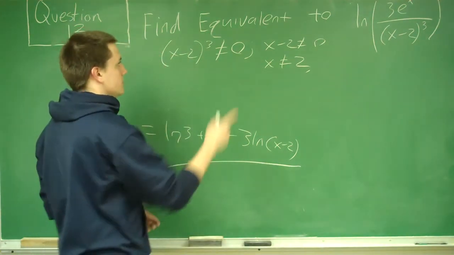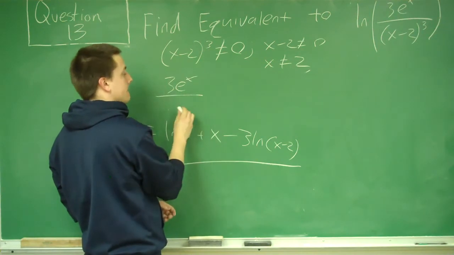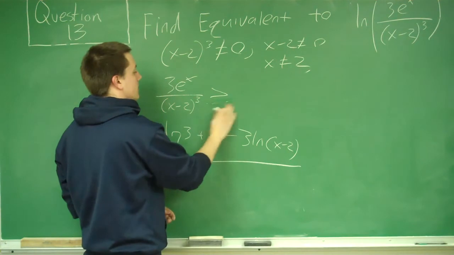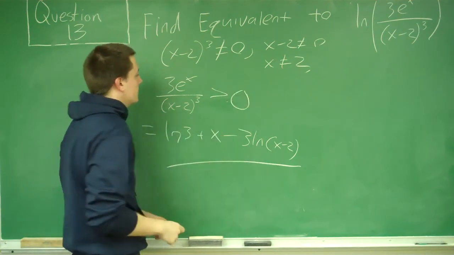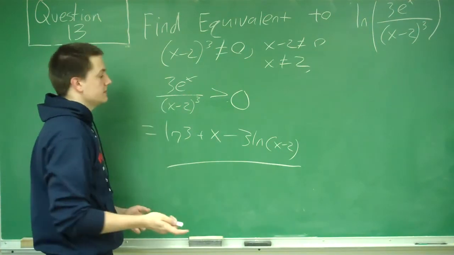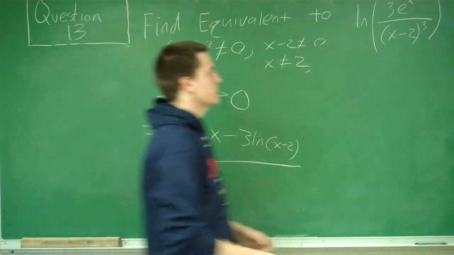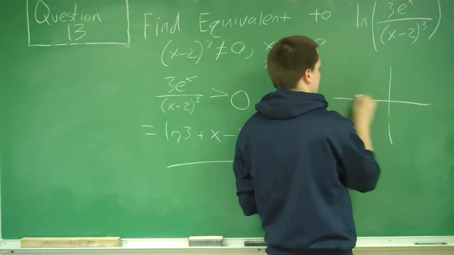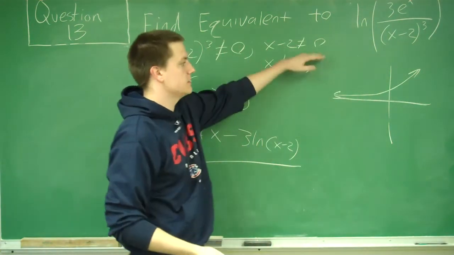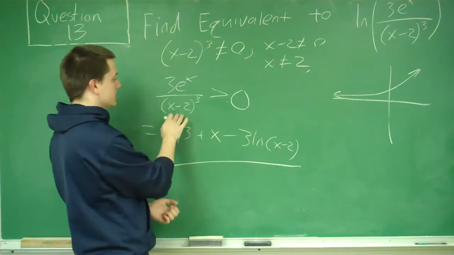Alright, and now we have to take the whole expression and set it greater than 0. So what you'll notice here is that 3 is always positive, and also e^x is always positive. So if we look at the graph of e^x, it looks something like that. So its range is positive the entire time. So really the only term that can make this negative is the bottom.